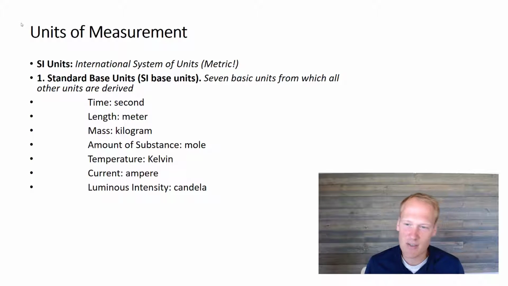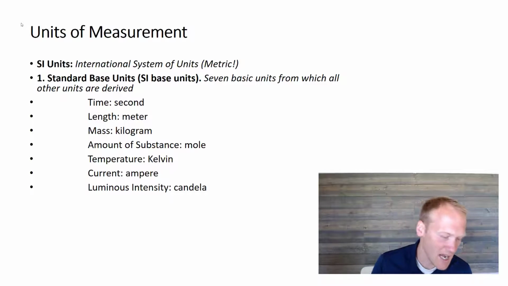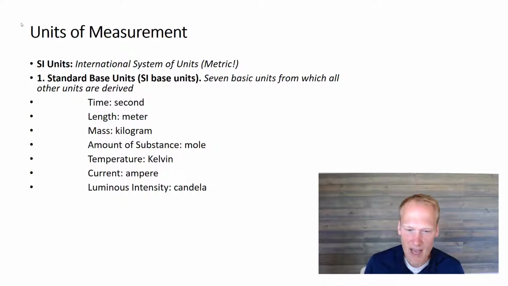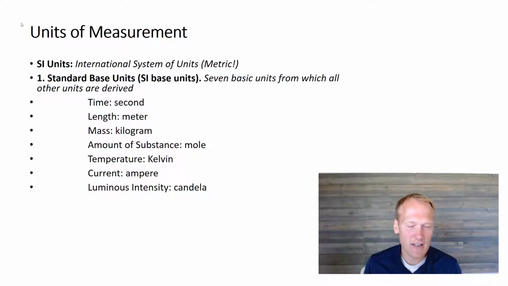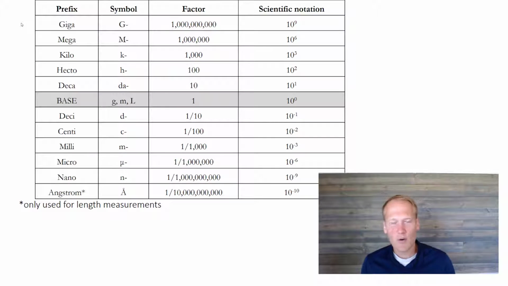So there are 7 base units, and those base units are used to measure all things, and we can use them to derive other units. So time is in seconds, length is in meters, mass is in kilograms, and amount of a substance is the mole, which we'll be dealing with a lot this year, we just haven't yet. Temperature is actually in Kelvin. Current and luminous intensity we would deal with in a physics lab, but not in chemistry class.